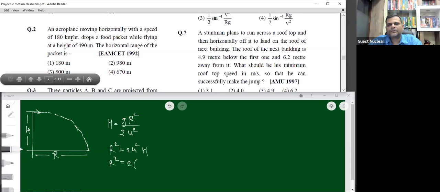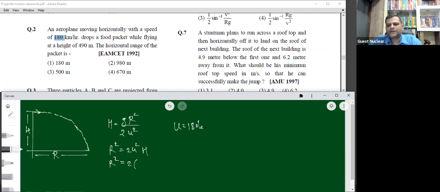व्हाट इज द स्पीड ऑफ एरोप्लेन? इट्स गोइंग टू बी 180 किलोमीटर पर आवर, राइट? सो u इज गिवन टू बी 180 किलोमीटर पर आवर, बिकॉज जिस वेलोसिटी के साथ एरोप्लेन मूव कर रहा होगा वही वेलोसिटी उस फूड पैकेट को भी मिल जाएगा, ठीक है, जब वो थ्रो किया जाएगा.